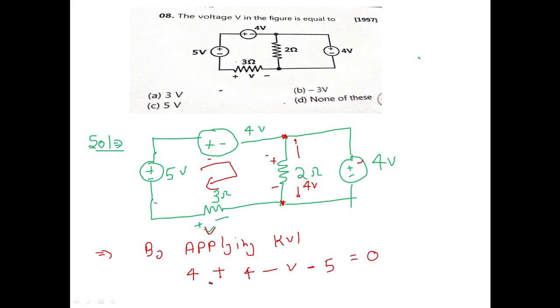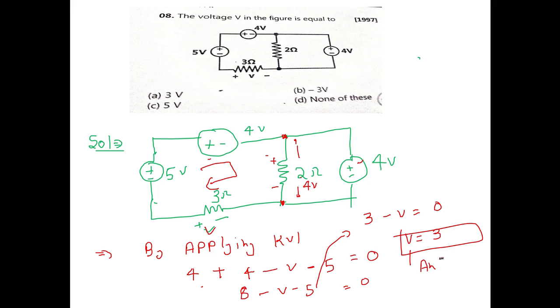Now if we solve it, 4 plus 4 is equal to 8, minus V, minus 5, is equal to 0. 8 minus 5 is 3. 3 minus V is equal to 0, and then V is equal to 3. So this is the required answer of this particular problem. I hope you understand it clearly.